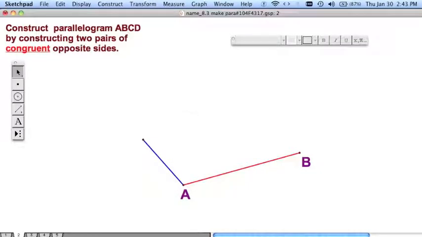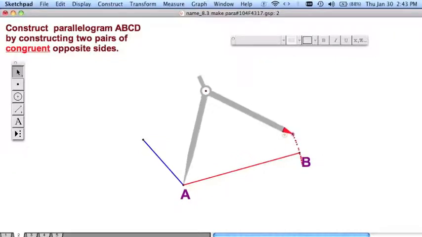Well, now we're on page 2, and we're going to construct a parallelogram ABCD. I've got A and B there. And we're going to do this using congruent opposite sides. This is clearly a compass construction. Now, I got to tell you, this one would be a lot better with a real compass. So we're going to simulate it first. You don't have to do this for the Sketchpad lab, but watch this. It'll give you insight.